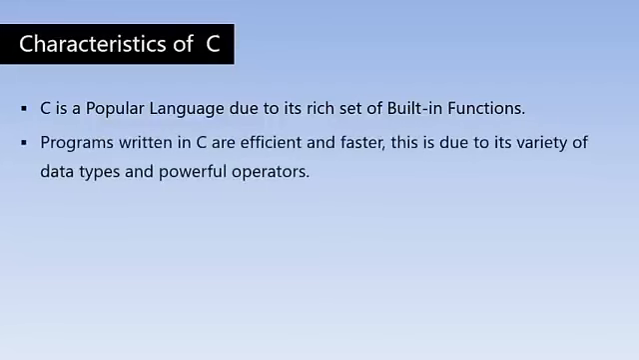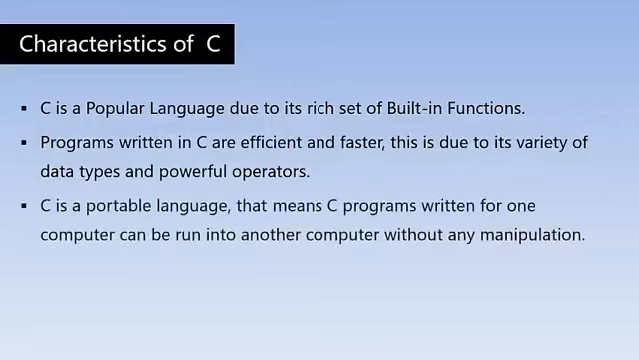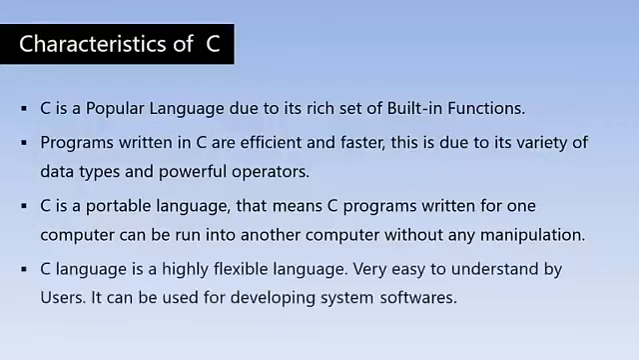Programs written in C are efficient and fast. This is due to its variety of data types and powerful operators, which we'll be covering later in the classes. C is a portable language. That means C programs written for one computer can be run on another computer without any manipulation in the program. All you need is a C compiler. So once you have a C compiler in any computer, you can easily run a program written on any other computer. C is a highly flexible language, very easy to understand by users. It can be used for developing system software as well. Flexible means, as I said, it is well suited for a wide variety of problems.